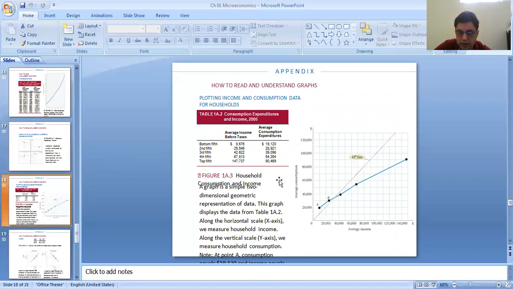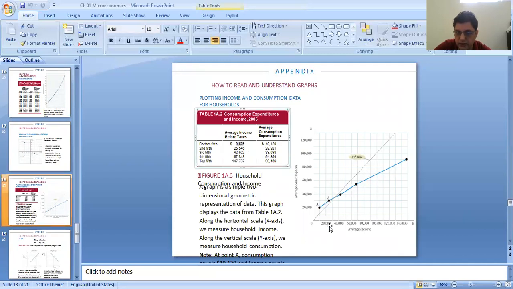Same here. Here you mention average income and average consumption, both sides, income and consumption. Here the average consumption, here average income. This is the value 9697, this 9697, and the corresponding 19120, 19120. Here you may put the points and you join them.